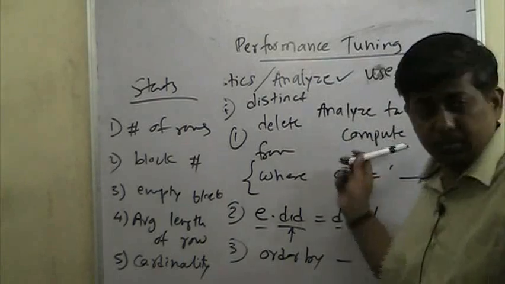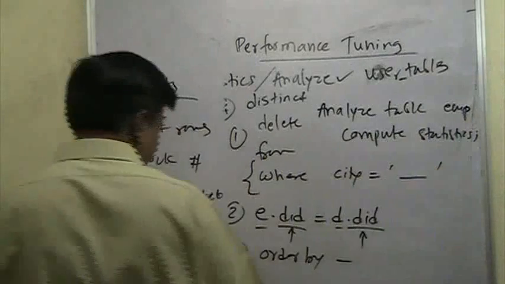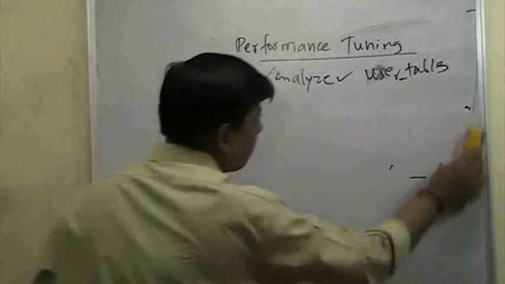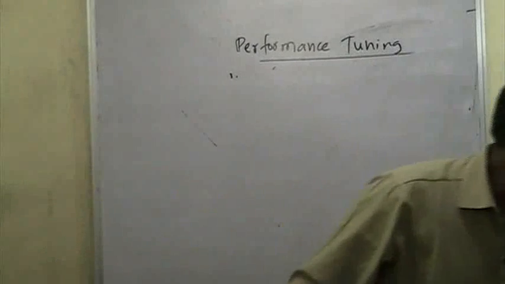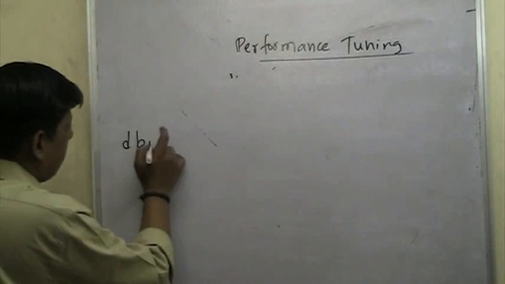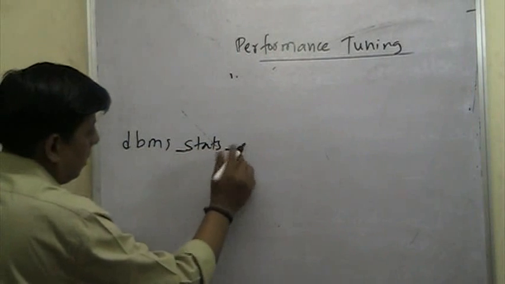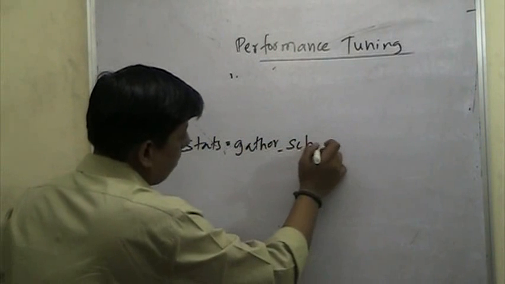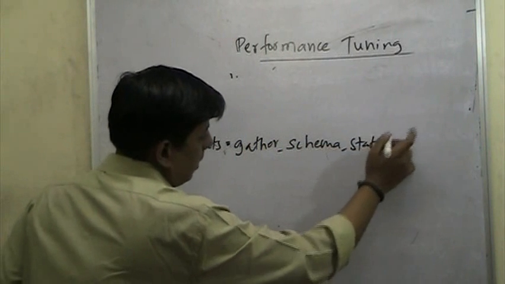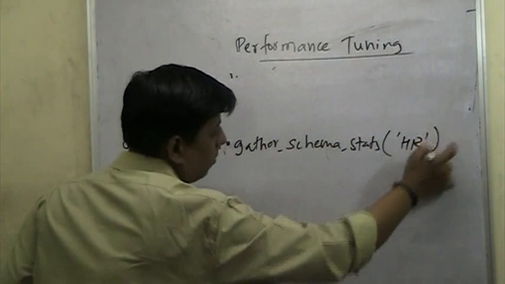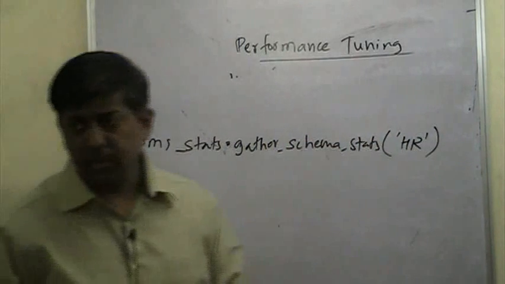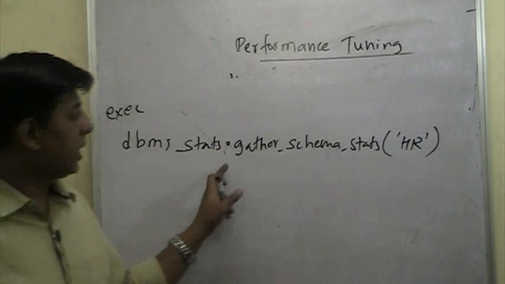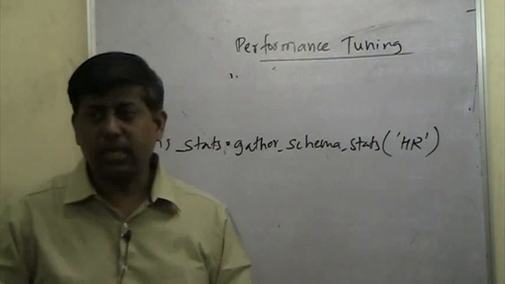So analyze table is a very important command. This is a little older command, and with the newer versions of Oracle, they have a package for that. There is a package called dbms_stats. dbms_stats.gather_schema_stats, and here you just say HR or your name, like AP user 20. You execute it with exec dbms_stats.gather_schema_stats and the name of the schema.